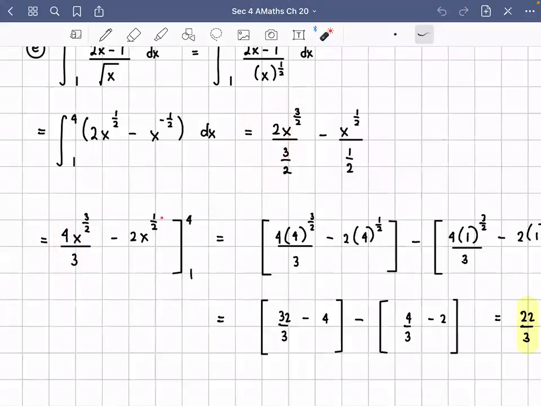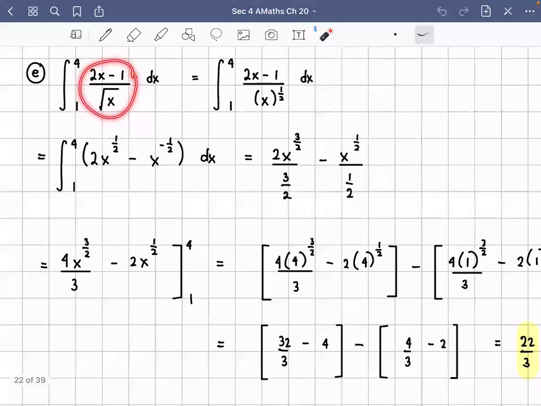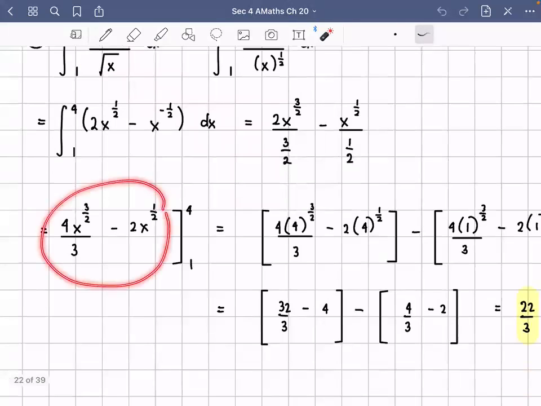And then minus, basically this is 2x from the reciprocal of 1/2 here. Okay. So that's it. So we now have the antiderivative of the question itself. Okay. So we now find the limit from 1 to 4.